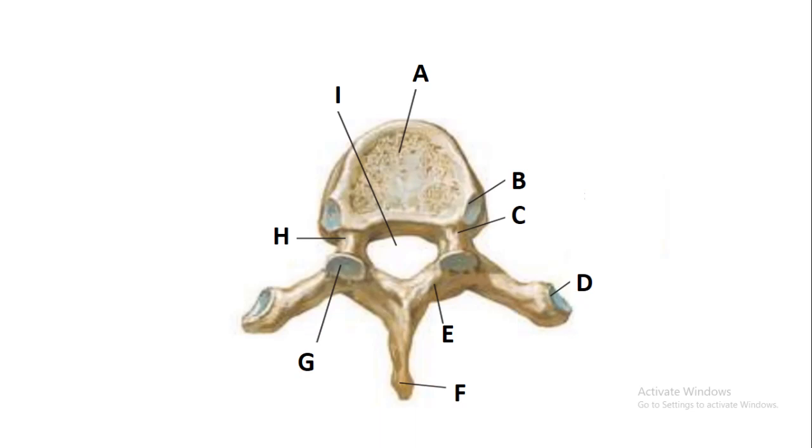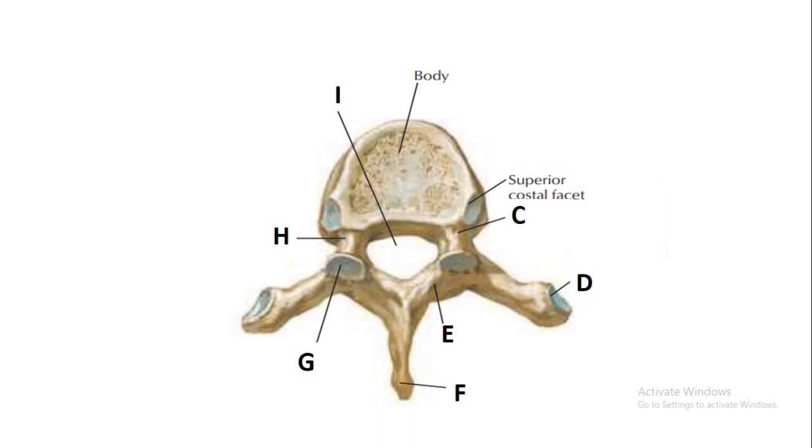So let's quickly look at this first diagram. If you look at this diagram, someone can easily state that this is what? This is just the superior view of T6. So this is the superior view of the T6. A is simply the body, and then B is just the superior costal facet.